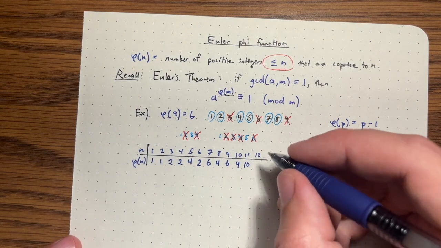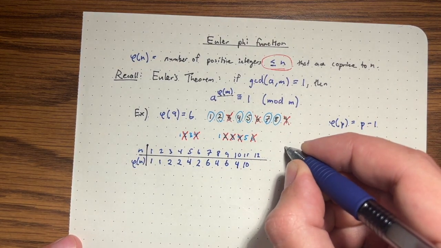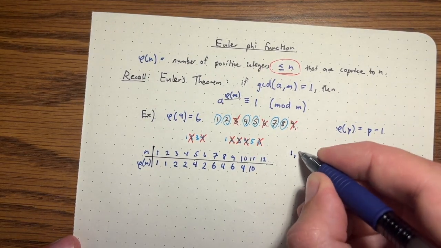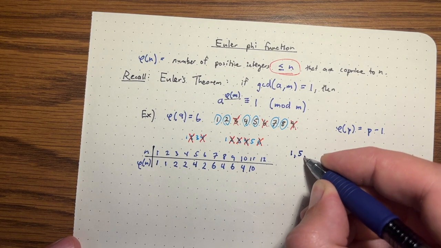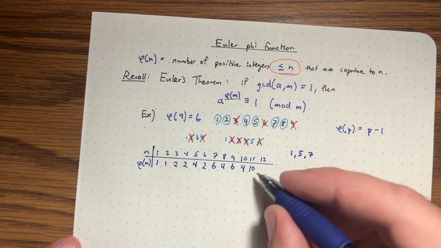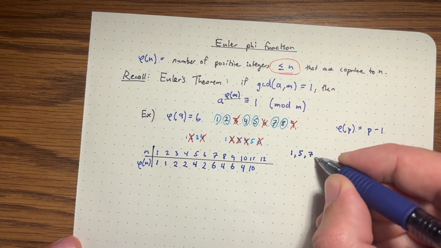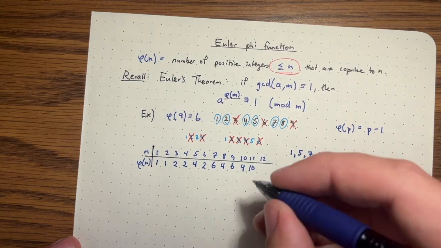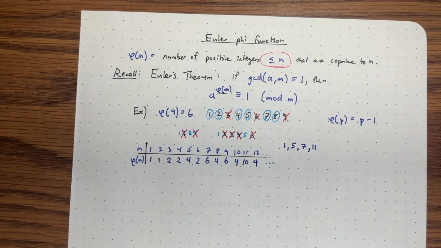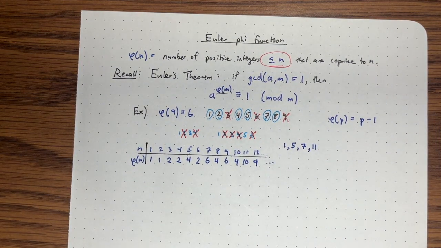Phi of 12. Let's try to write out the ones that are coprime to 12. So 1, 2 is not, 3 is not, 4 is not, 5 is coprime to 12. 6 is not, 7 is, 8 is not, 9 is not, shares a factor of 3, 10 is not, 11 is. So it looks like I've counted 4. And this continues. And the next thing I might do is stare at this table for a bit.